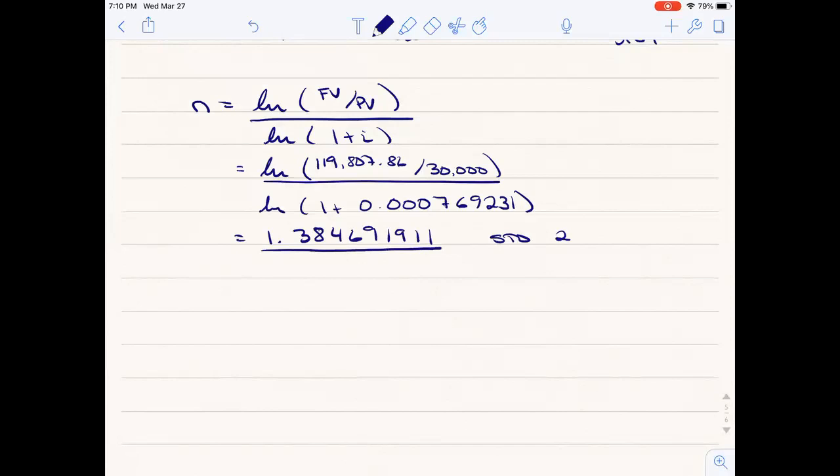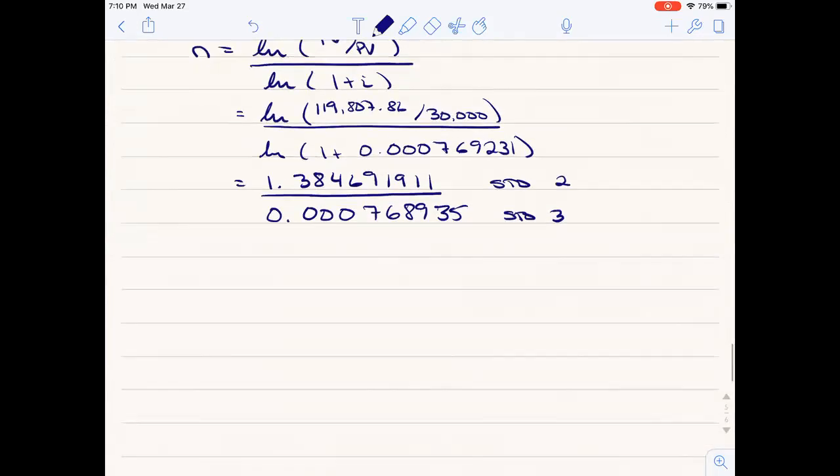And then I've got 1 plus recall 1. Take the log of that, which is 0.000768935. Just in case, I'm going to store that in 3. And then now I'm going to do recall 2 divided by recall 3, which is 1,800.791742.